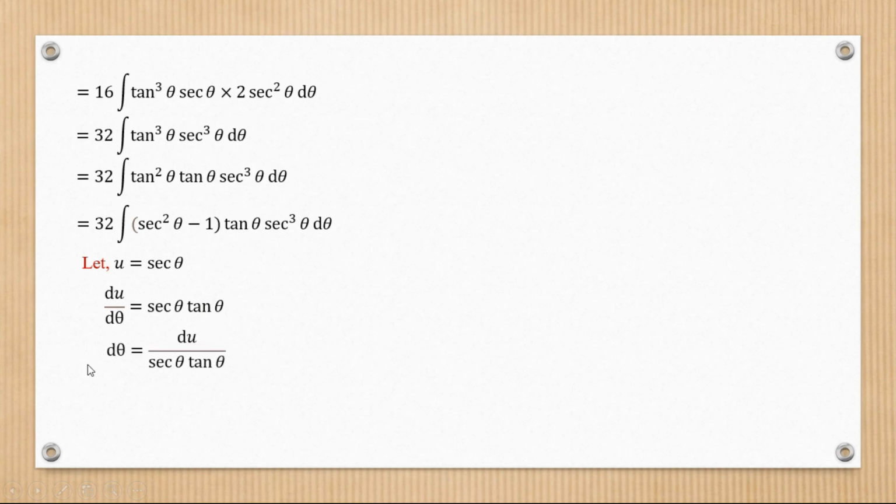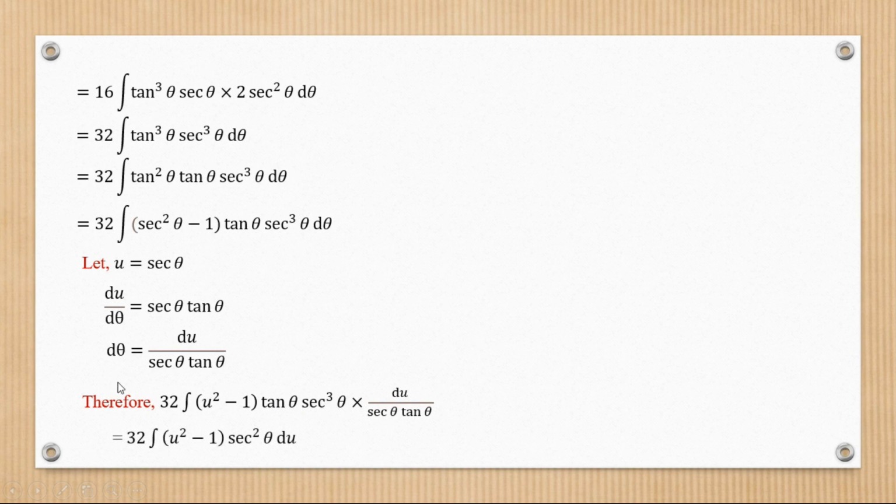So now if we make d theta the subject, d theta shall be equal to du over sec theta tan theta. Now this is U substitution. When you substitute that back in, this is what we end up having. We have this times du over sec theta tan theta, which this tan theta shall cancel out with that, and then this and this shall reduce. So I'll have 32 into the integral of u squared minus 1 times sec squared theta, because this is what I get after reducing this.